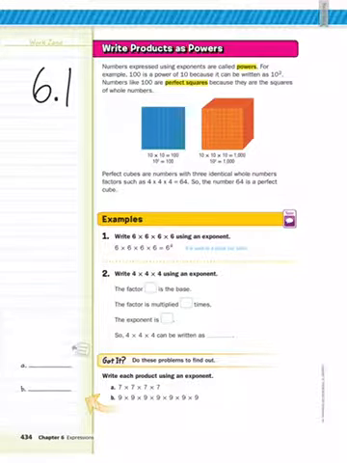Hey guys, welcome to the video lesson for 6.1. So today you're going to be learning about products and powers. So let's start off with some vocab at the top.